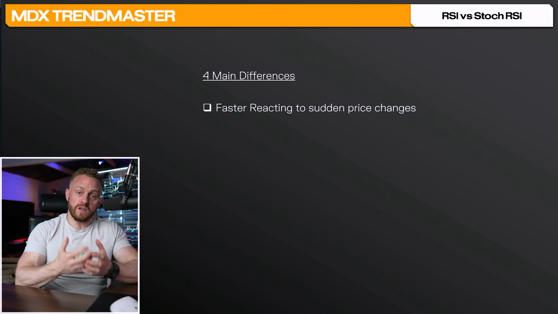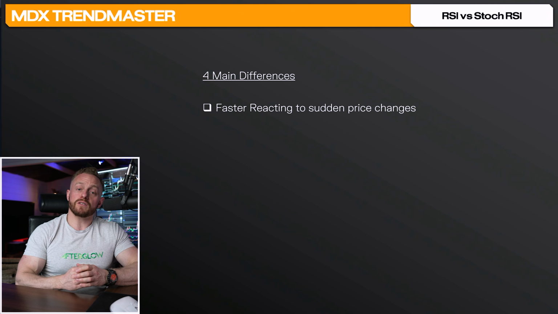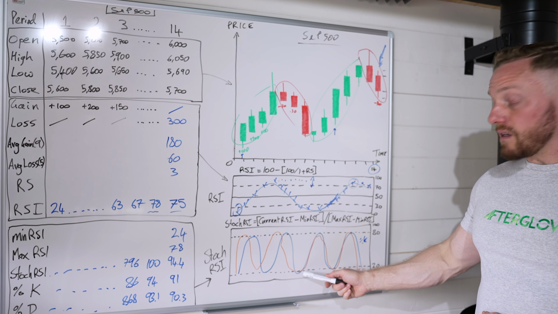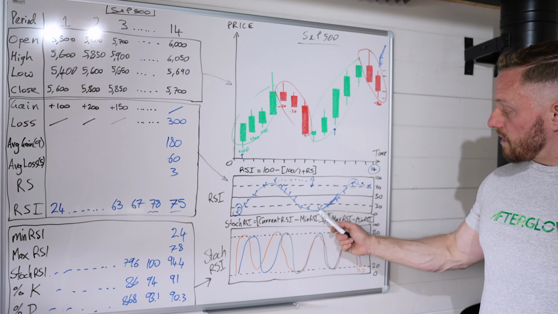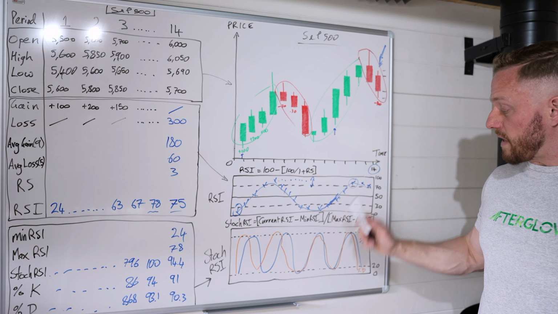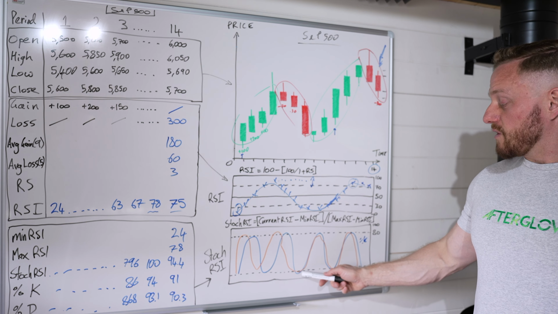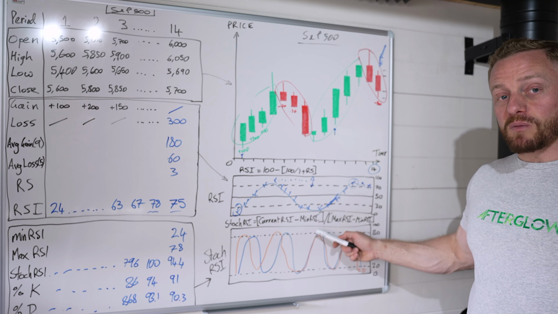So there are four main differences between the stochastic RSI versus the regular RSI we saw earlier, with the first difference being that the stochastic RSI will react much more quickly to any sudden or fast price changes. And you can see that in the gradient of the stochastic RSI line, because here the regular RSI moves up gradually, whereas the stochastic RSI moves up much more quickly.